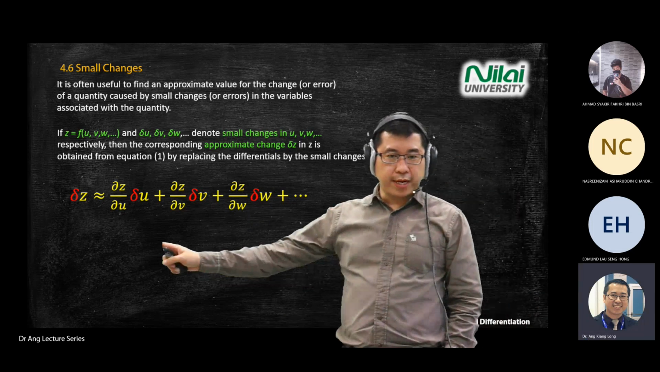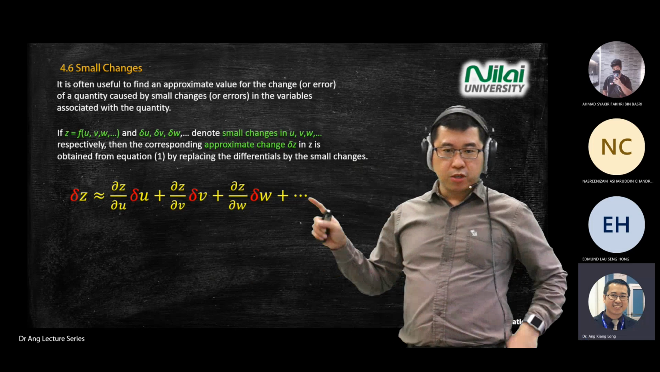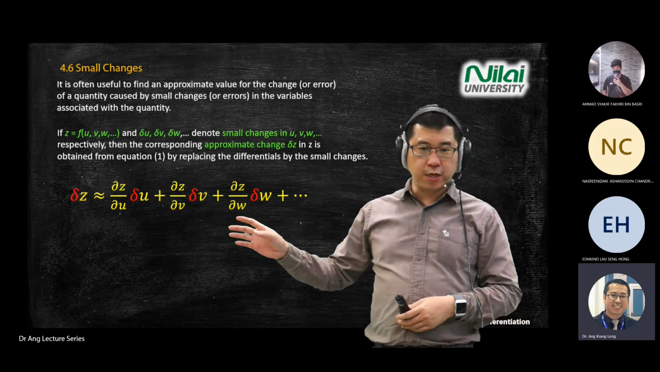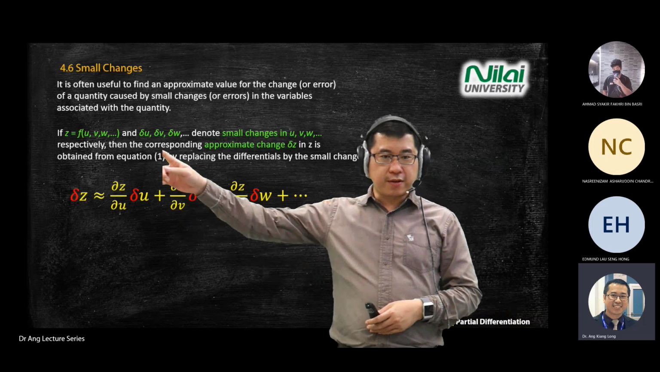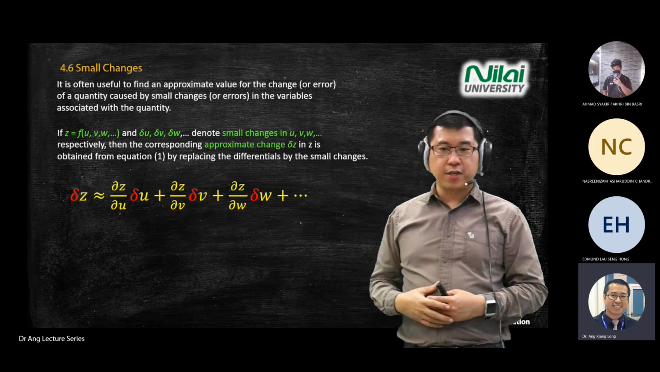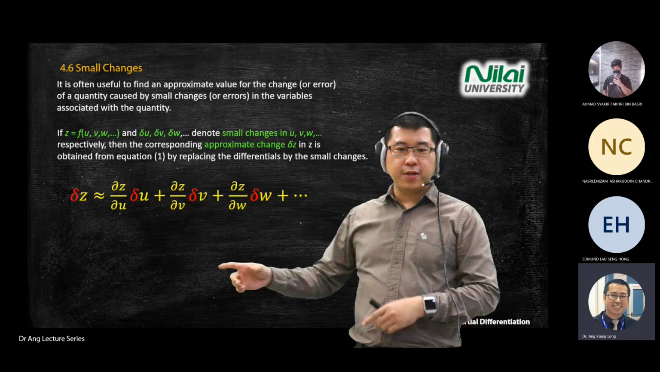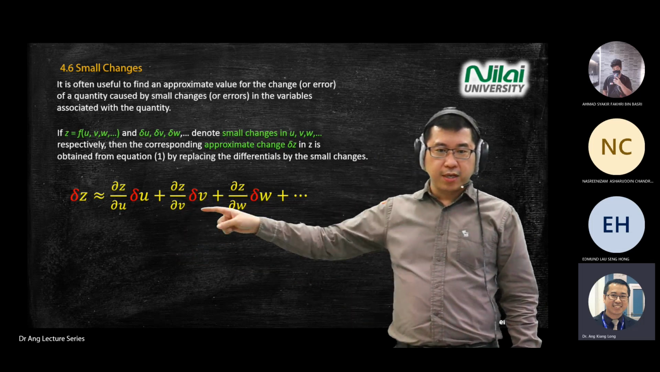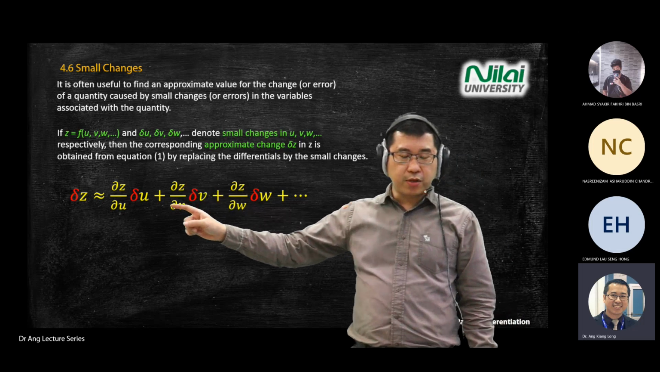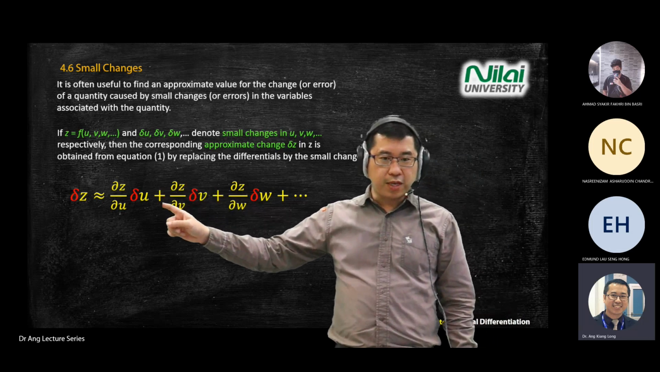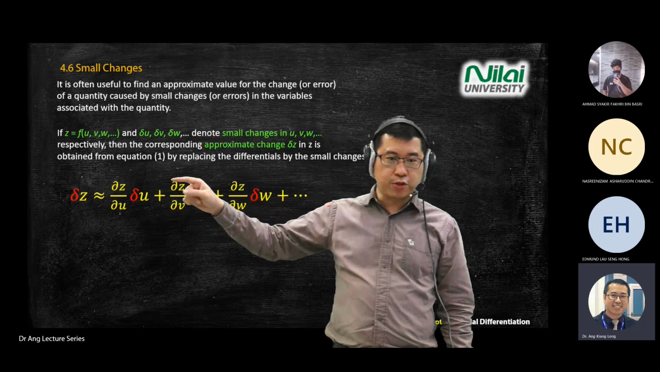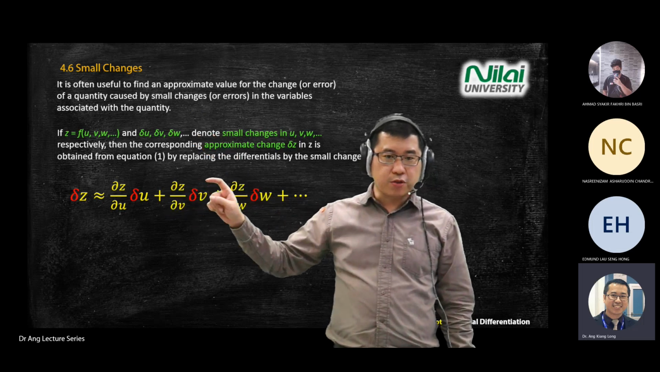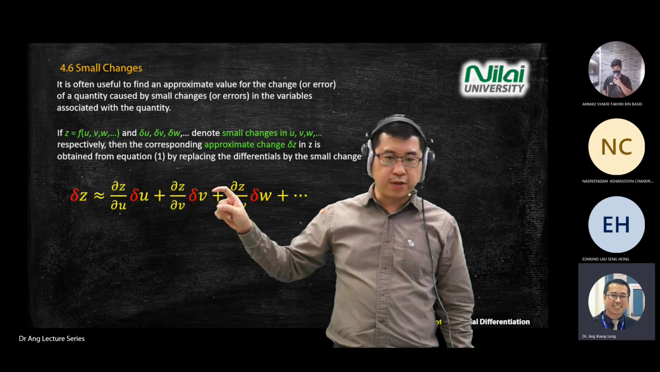Today, we're going to look at this equation. If the question asks you to calculate small changes, you use this formula. Basically, you look at the function. For example, if your function changes in u, v, and w, then you process the u, the v, and the w. You write del z over del u and del v. Because we look at small changes, we use this symbol. So you solve for u, for v, and for w.